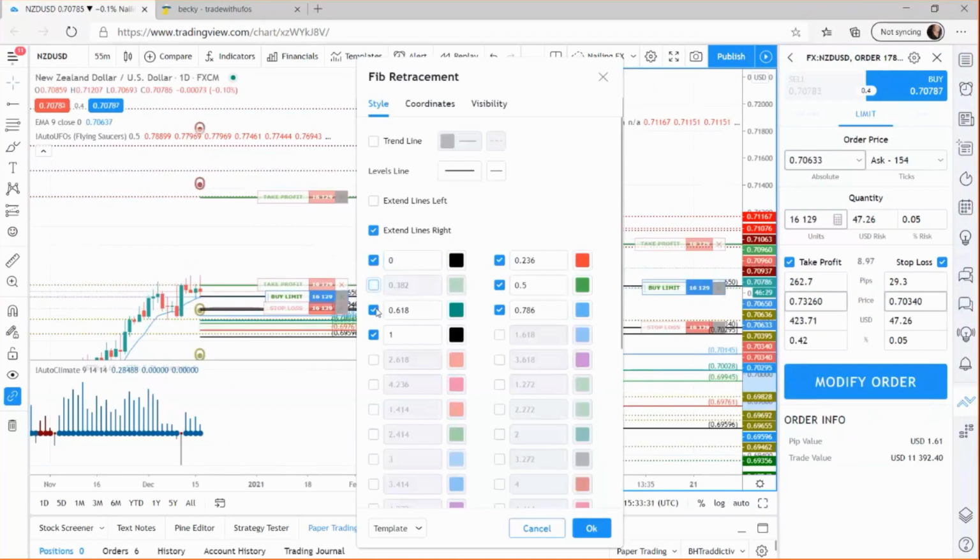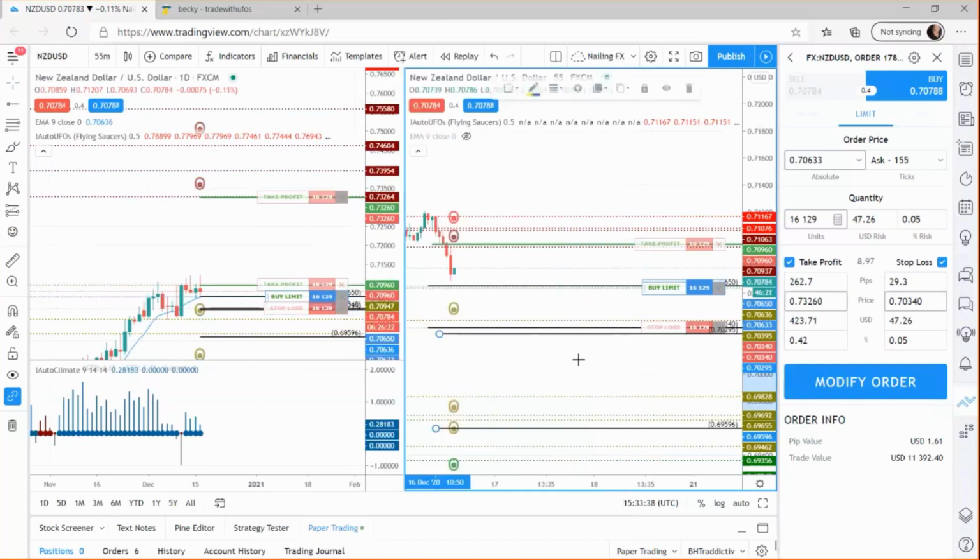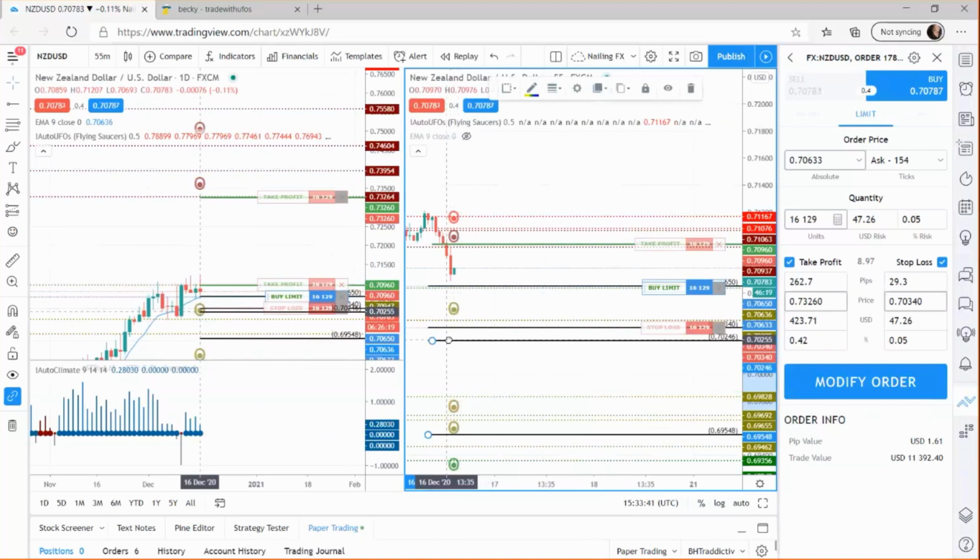I just unchecked everything until all I had was 0 and 1. And I just changed the color to be black. And again, the reason I did that is because all I'm using this for is to highlight my entry and stop. I don't use fibs in the way that they are meant to be used. That's not to say there isn't a place for them. You can, of course, use fibs and layer that into any other methodology or use it by itself, whatever you want to do. But I don't use them for that.